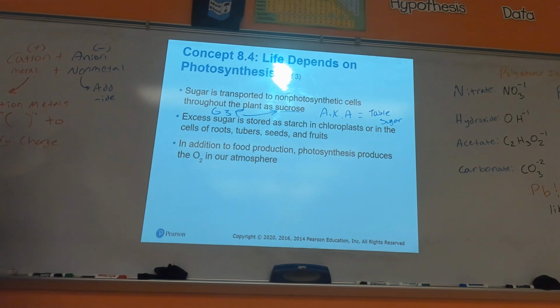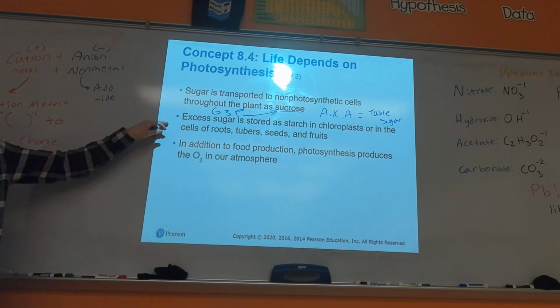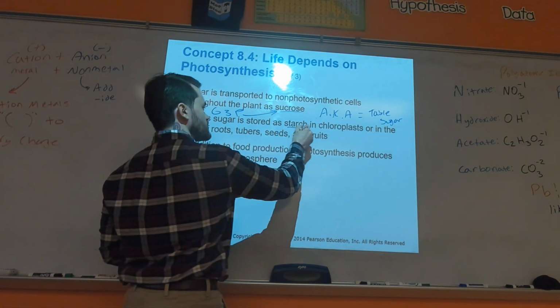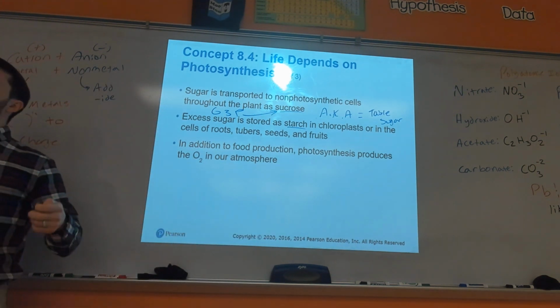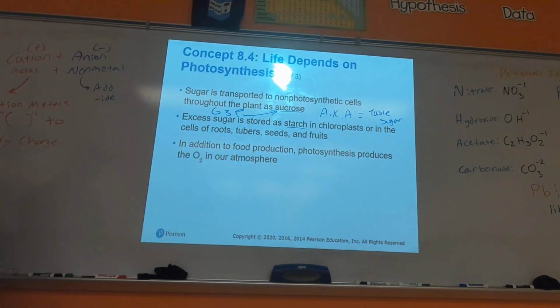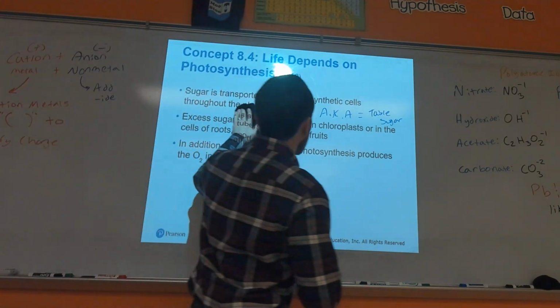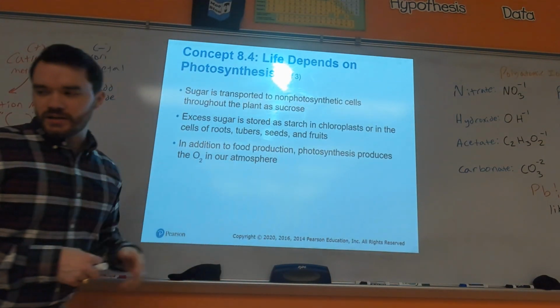If the plant has excess sugar that it doesn't need to run its cells, we store excess energy as fat. The plant will store that excess sugar as starch. And a lot of that's going to get stored in the fruits. That's why the fruits will taste really sweet. It'll also store them in roots, tubers, seeds, stuff like that. And then that oxygen gets put in the atmosphere. And yeah, that's really it for the notes. So yeah, let me get this stopped here.